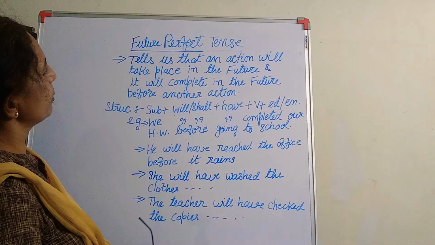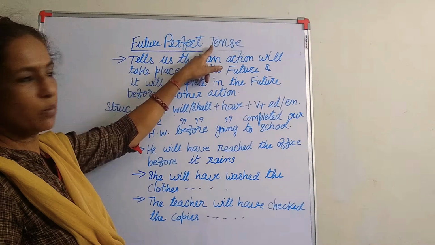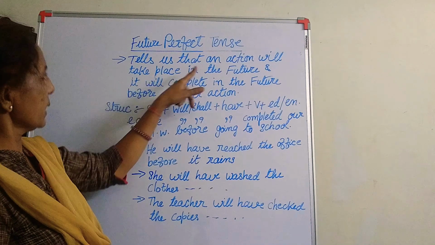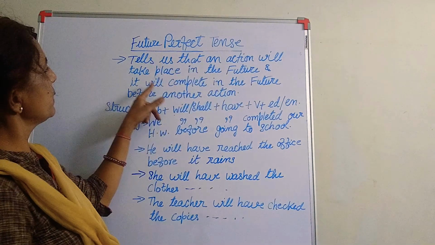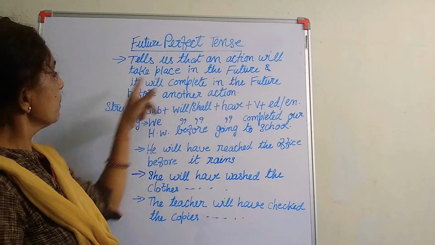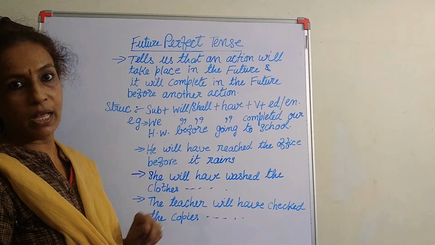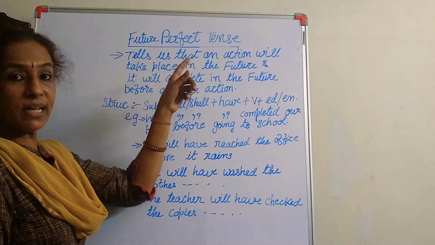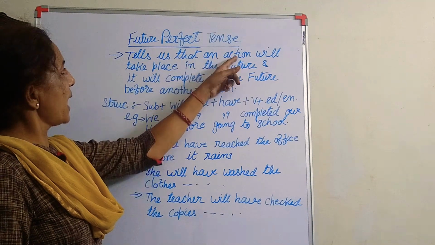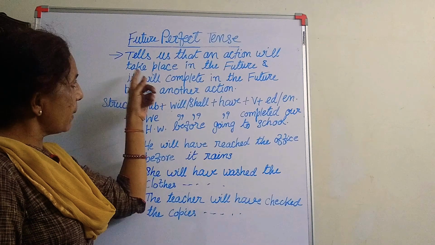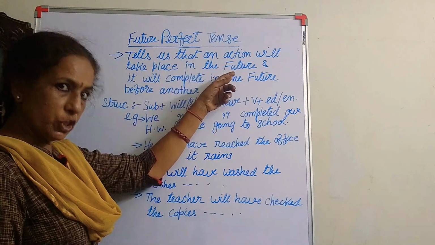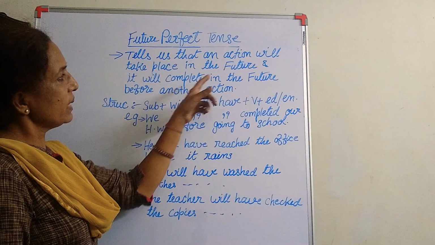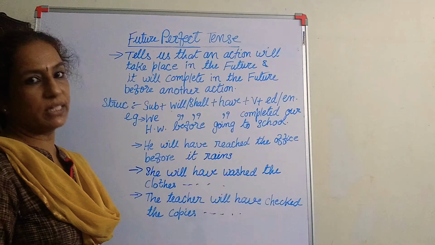Now we are going to talk about future perfect tense. What does it tell us? It tells us that an action will take place in the future, and it will be completed also in the future, before another action takes place. Please understand it properly. This tense tells us, please understand it carefully, that an action has not taken place but will take place in the future, and it will be completed also in the future, before some other action takes place.